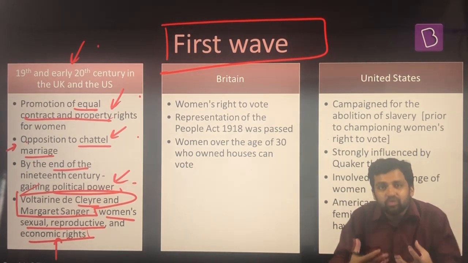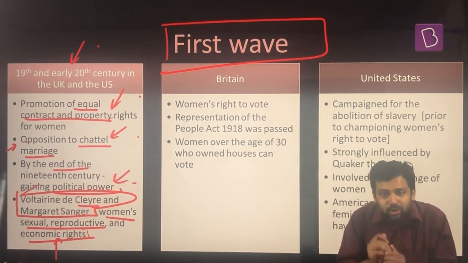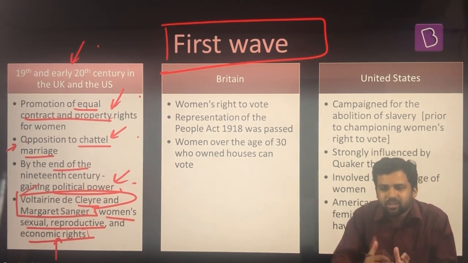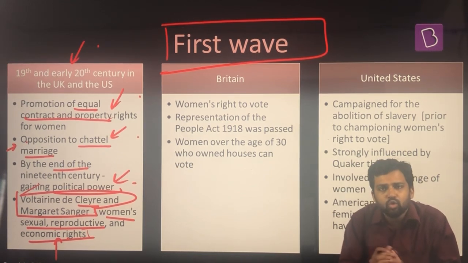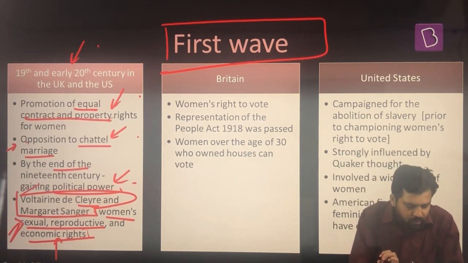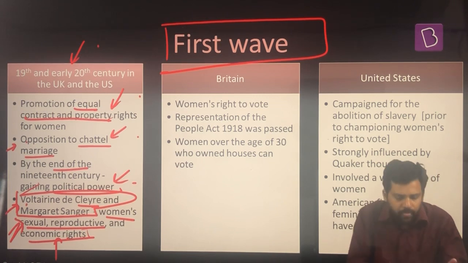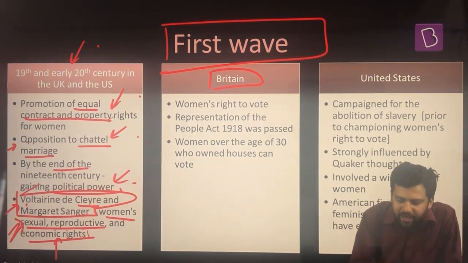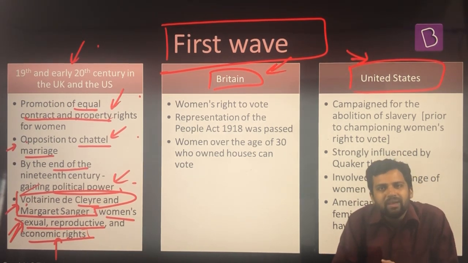Women should have rights over their own body. They should have equal reproductive rights. They should have a say in the reproductive process. They should decide whether they should have children or not. So those kinds of things also became important, and the feminists who took up these issues were Voltairine de Cleyre and Sanger.